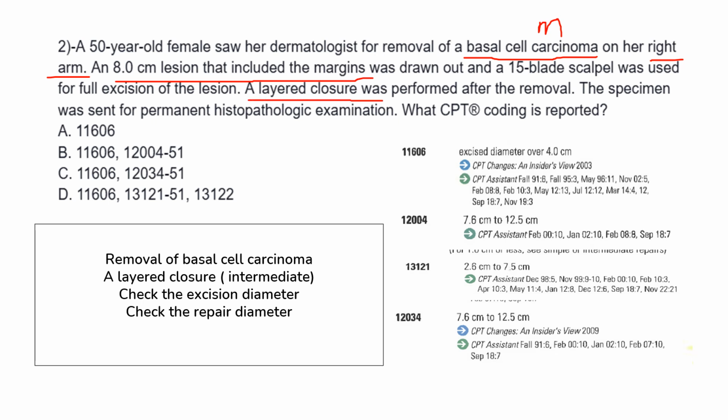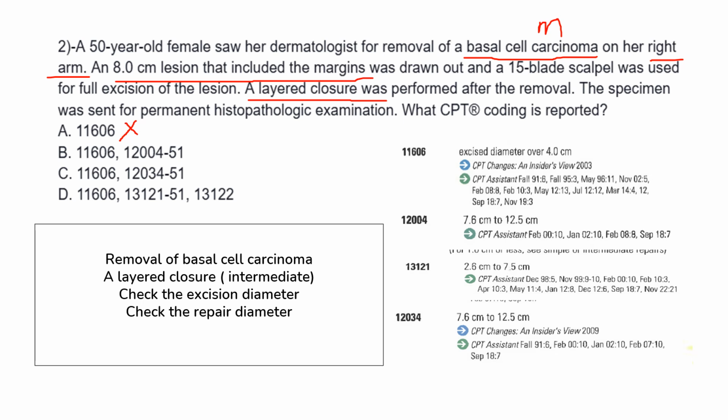Layered closure was performed. That means we will require the intermediate repair, and whenever the intermediate repair has been done, we need to code that additionally. So A is the wrong answer because in this case they have not included the intermediate repair. Now the B, it is 11606, and then we need to check all the codes.